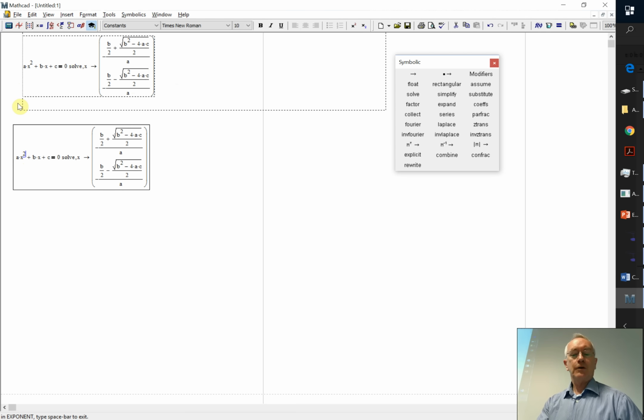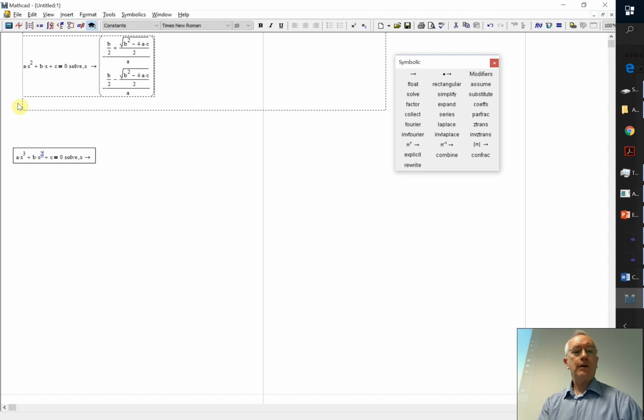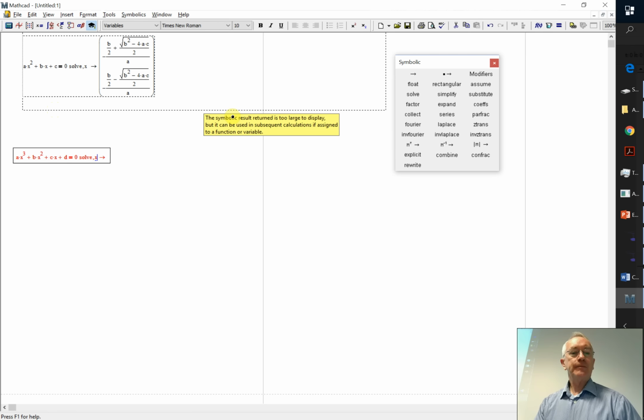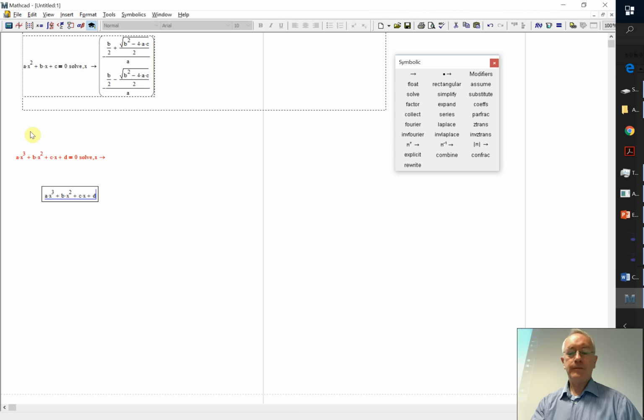I'll make this x cubed plus beta times x squared plus c times x plus d. It doesn't look a lot more complicated, does it? The result's too large to display, but it can be used subsequently. So I'm trying to force MathCAD to show me the expression for the solution to that. I'll see if I can actually get it to show this, because I have got it to show it before. So that's equal to 0.